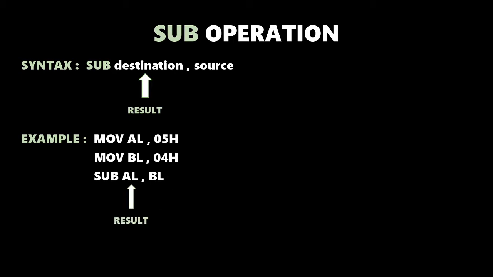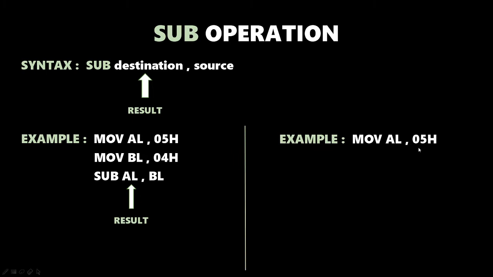Now let's see another example. Suppose we give the instruction move AL, 05H. So what this will do is store the value of 05 inside the AL register. Then we give the instruction sub AL, 04H. Now what this will do is subtract the value 04H from the value which was previously stored in our AL register, that is 05H, and store the result in our AL register. So the result will be stored in our AL register. This is exactly the same as our addition operation. So I hope you can code this by yourself. Please practice it before going into the next part, that is multiplication.